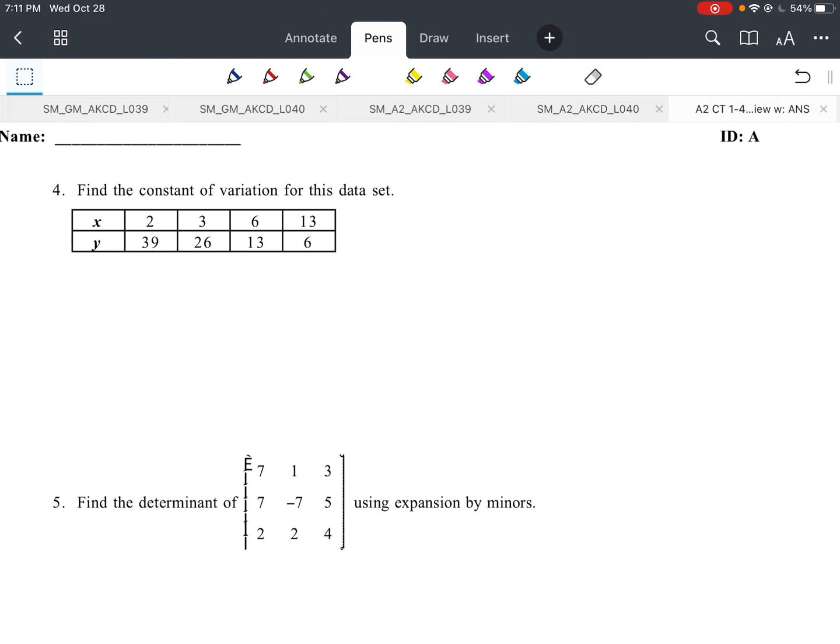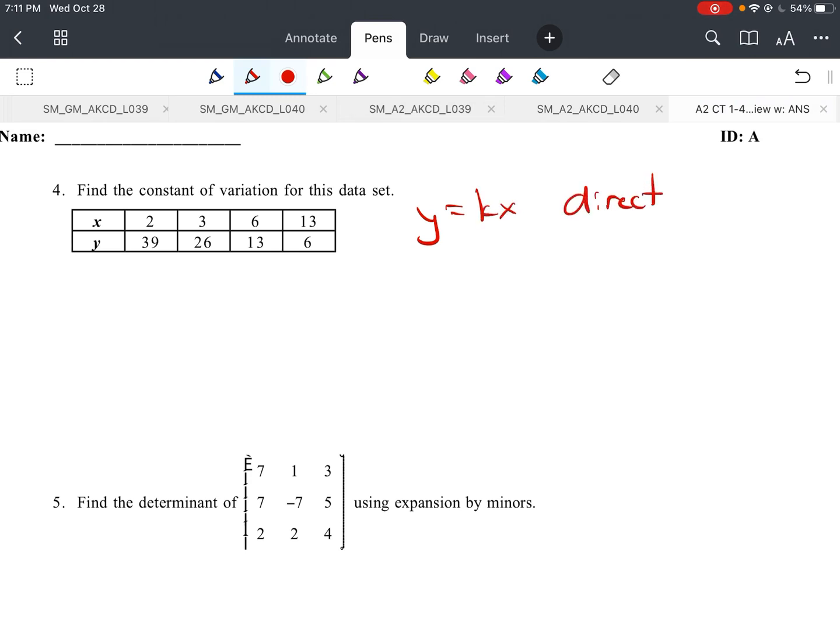Remember, y equals kx is direct, and for direct, you do thumbs up. If one's going up, the other's also going up, and if one's going down, the other's going down. Well, y equals k over x is inverse, and that means if one's going up, the other one's going down. Use your thumbs to figure that out. So up, down, that's inverse variation.